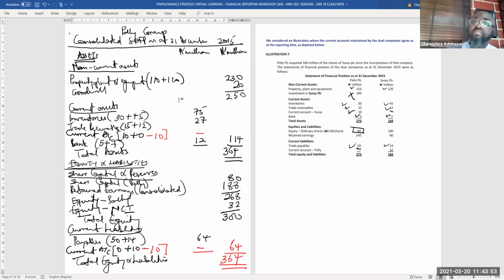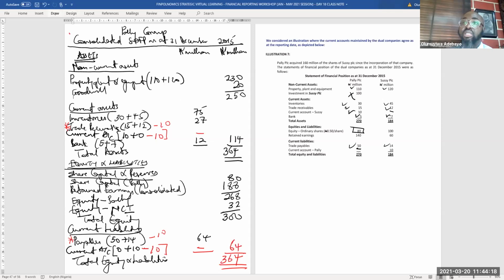But sometimes, for examination purposes, that intercompany balance will be embedded inside trade receivable, and it will be embedded inside trade payable. What we then do is that this 10, you take it off from here and say minus 10. This one too, you take it off from here, minus 10. Therefore, the other balance is what you put here and here.